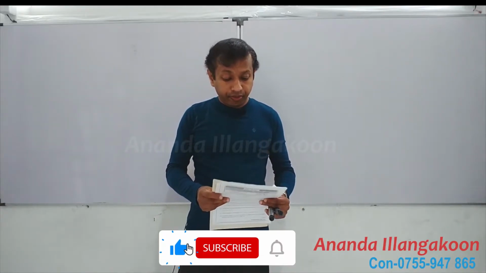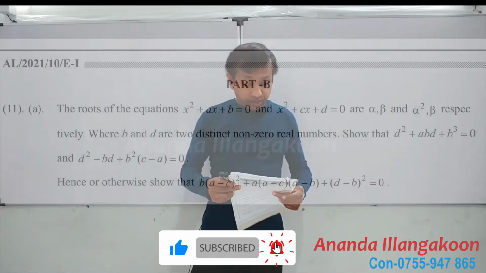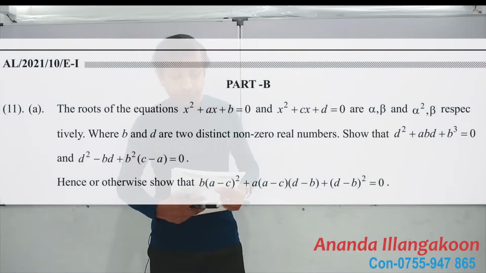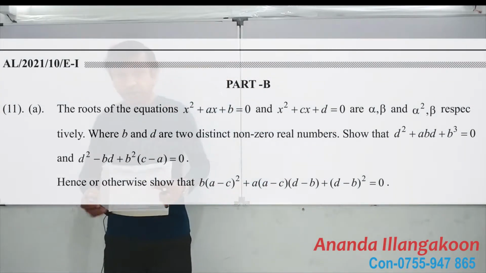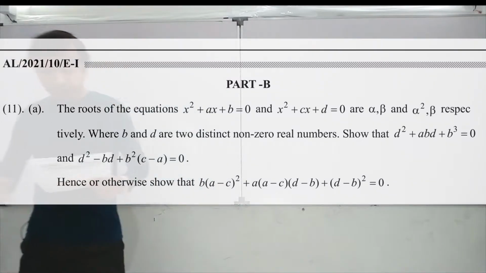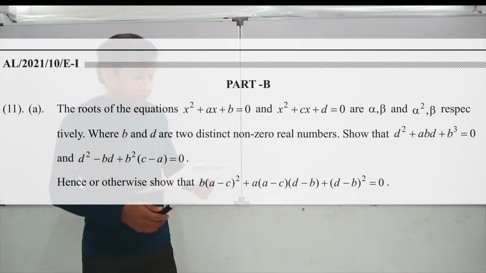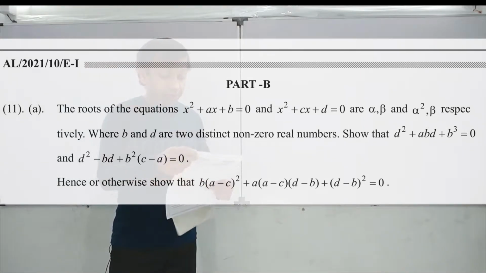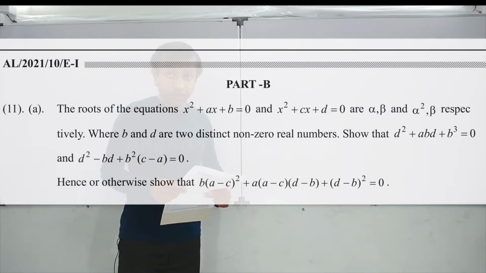Quadratic equation question. x squared plus ax plus b equals 0 has the roots alpha and beta. x squared plus cx plus d equals 0 has the roots alpha squared and beta.